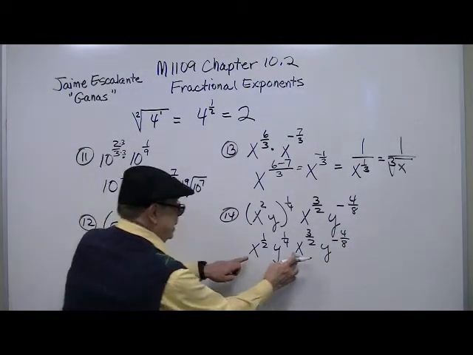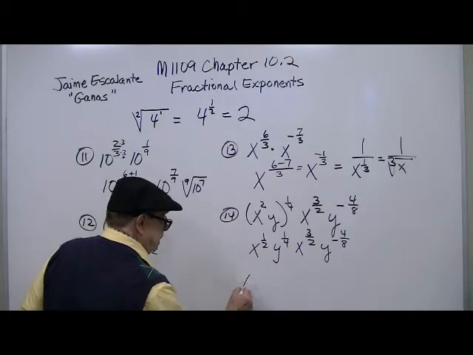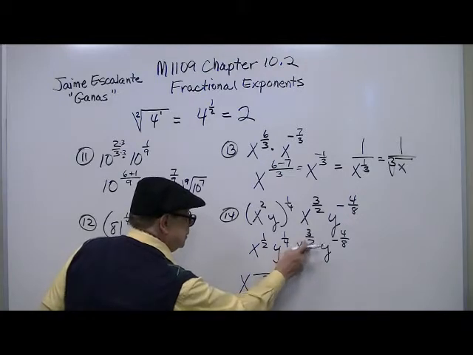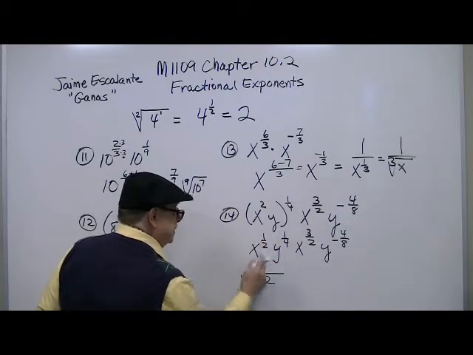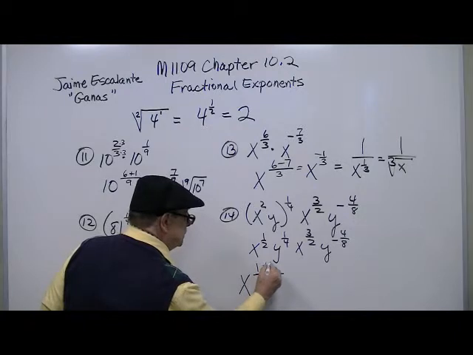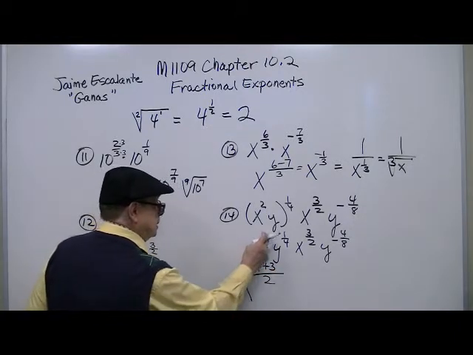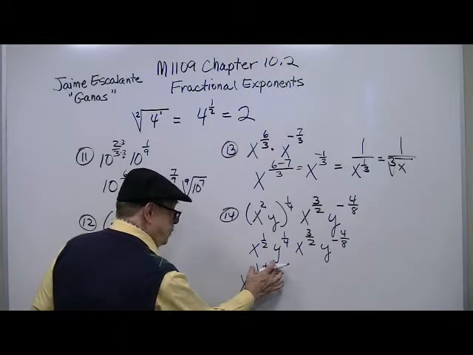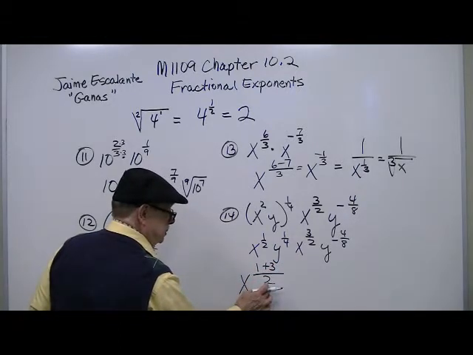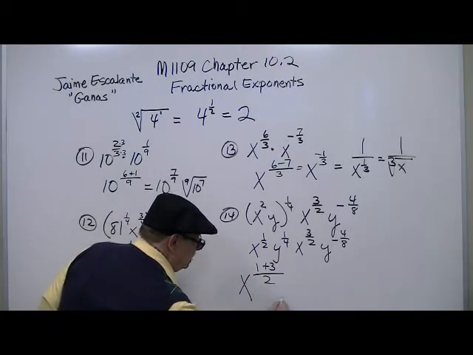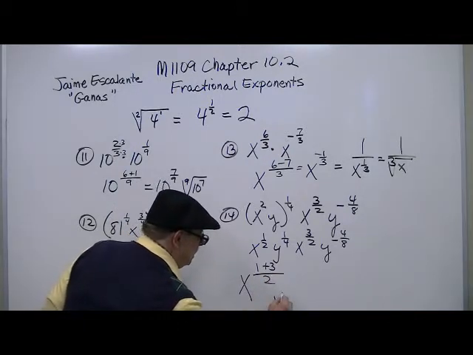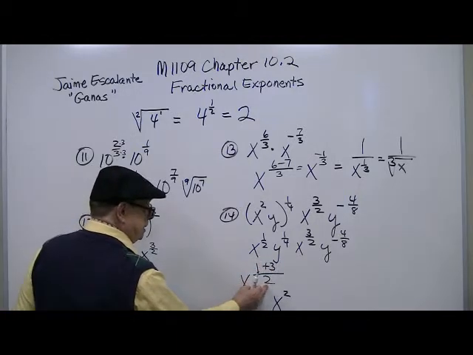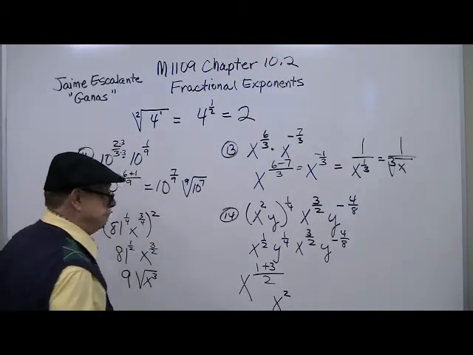So we'll pull out our x terms first. This will be x. Common denominator is 2 already. So it's just going to be 1 plus 3. So this is 4 over 2. So this is going to become x to the second power. 4 divided by 2 is 2.